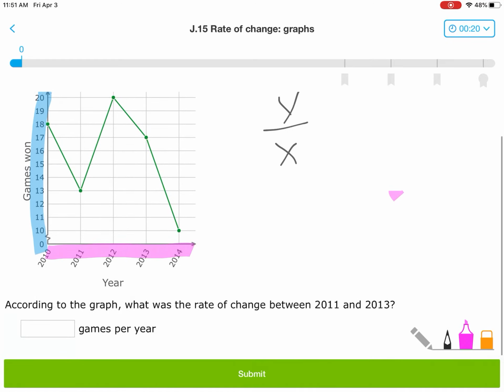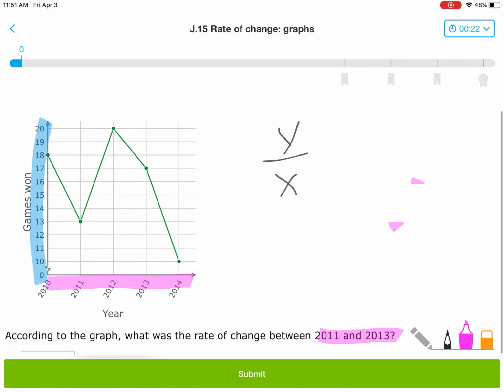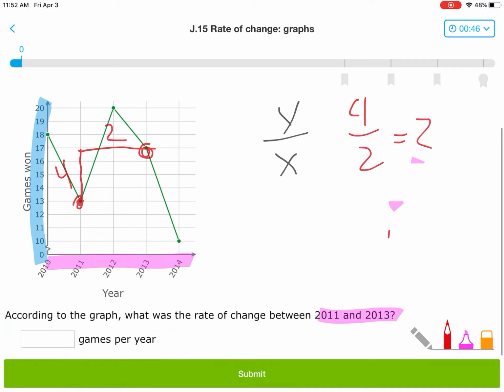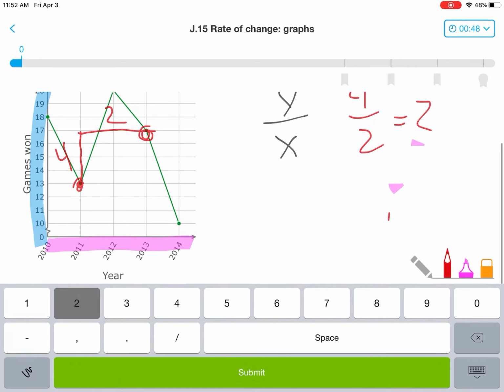So I'm looking for my rate of change from 2011 to 2013. So in 2011, I'm right there. And in 2013, I'm right here. So I'm going to go up 1, 2, 3, 4. And I'm going to go over 1, 2. So 4 over 2 is 2. So my rate of change is 2 games per year.